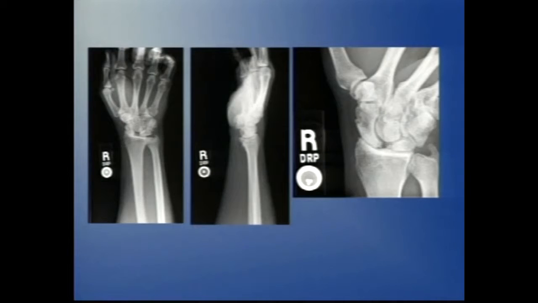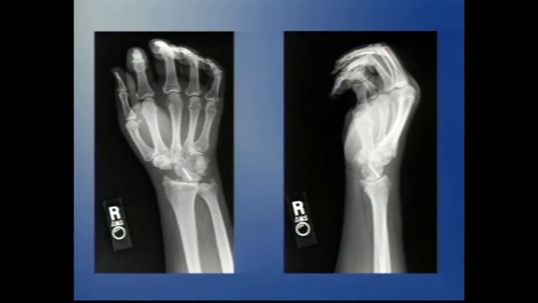Well, this person had pretty good motion, and some of these other joint surfaces actually look pretty good, so we did what's called a limited fusion. We take out this rascal over here who's causing all the trouble, and then we fuse these 2 bones together here, and they have some motion left.